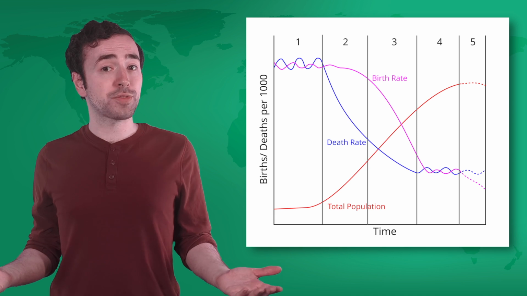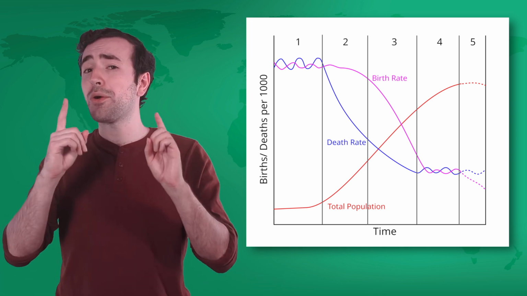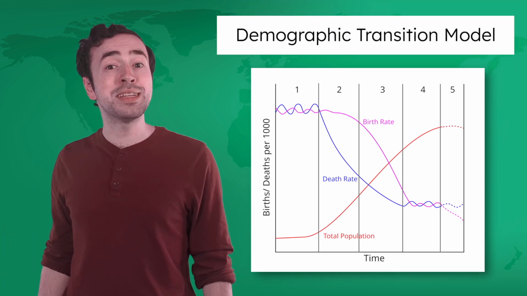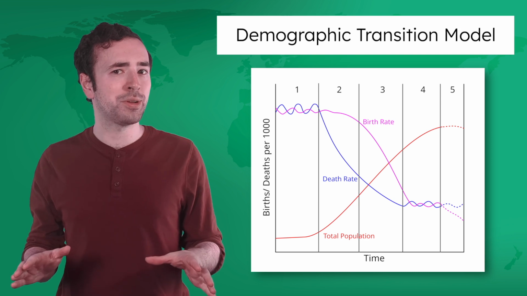Why do populations follow this pattern? We'll find out in our next episode when we learn about the demographic transition model.